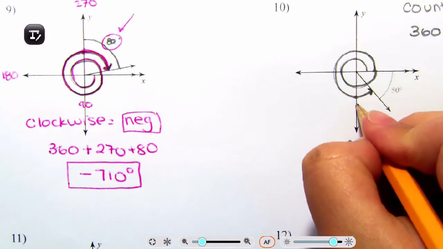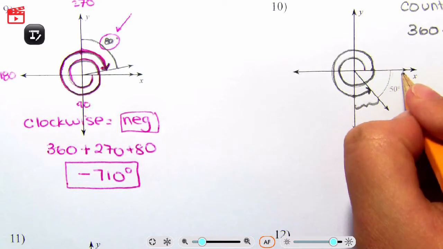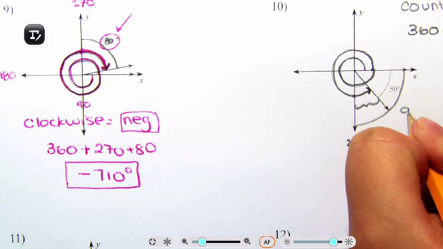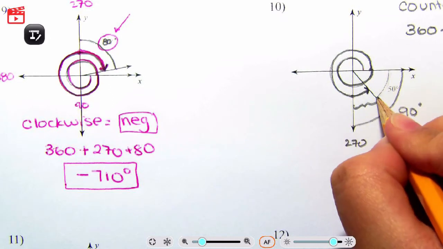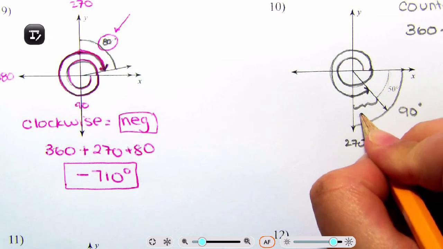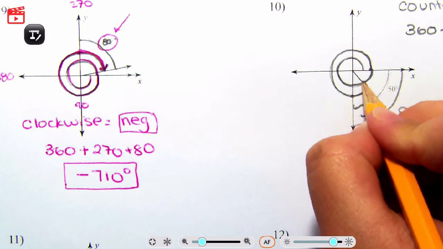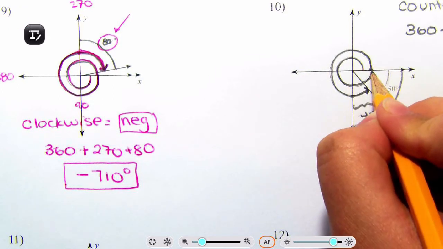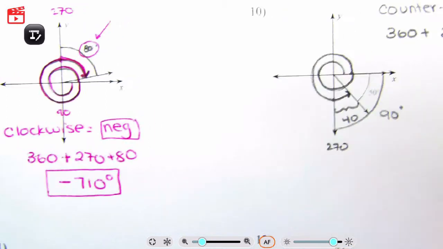So we need to find out what this distance is. Well, the distance between here and here, we know this is 90 degrees. It's 1/4 of a circle. So if this distance is 50, then this distance is what? 5, 6, 7, 8, 9. This distance is 40. So I traveled one full rotation. I traveled 270 degrees, and then I traveled an additional 40.